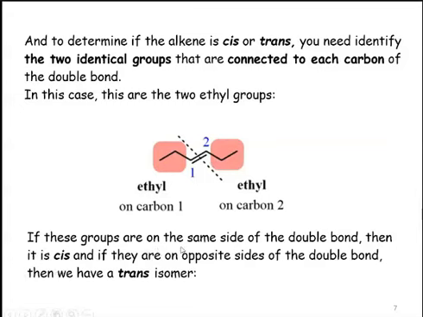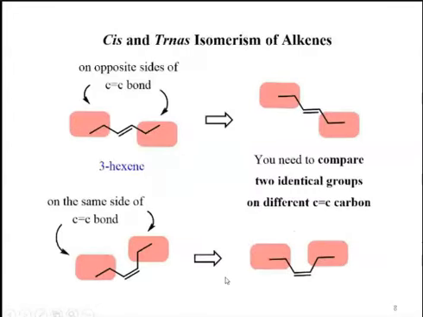If these groups lie on the same side of the double bond, then we call the diastereomer a cis isomer, and if they lie on opposite sides of the double bond, then we call it a trans isomer. Now let us see this cis-trans isomerism in detail. Here we have taken the example of 3-hexene, the same molecule.